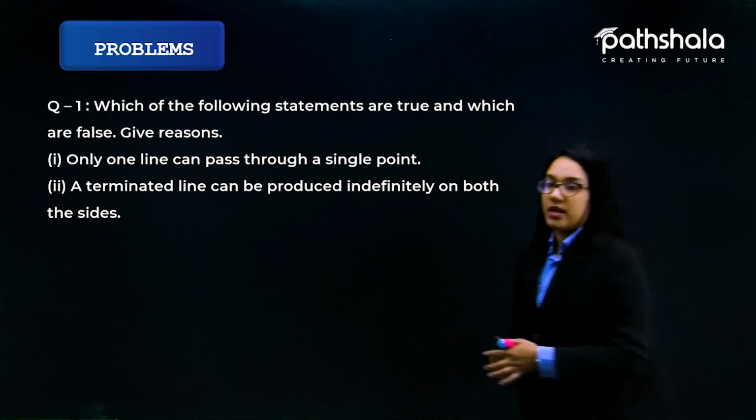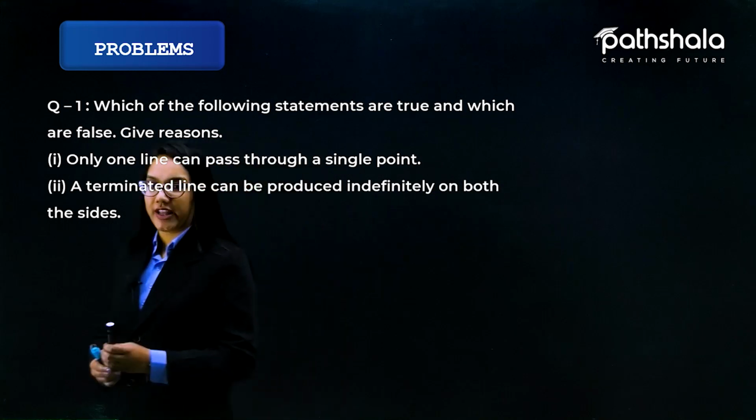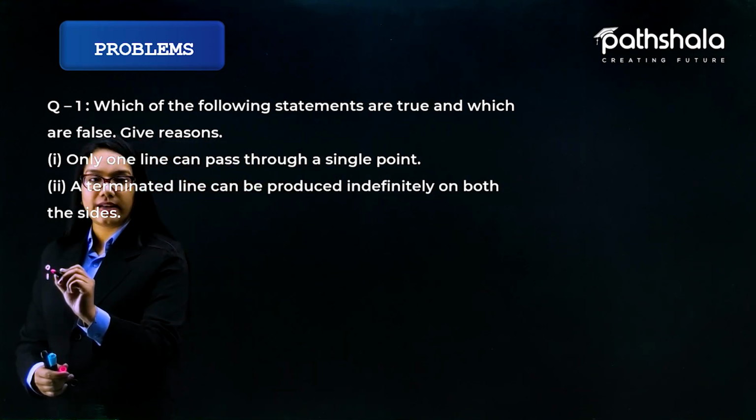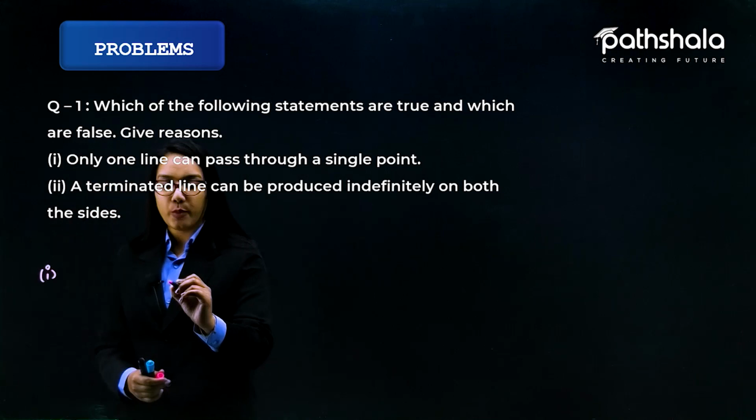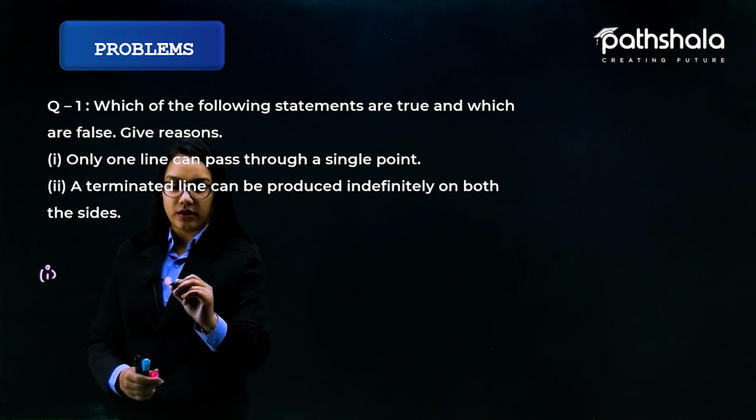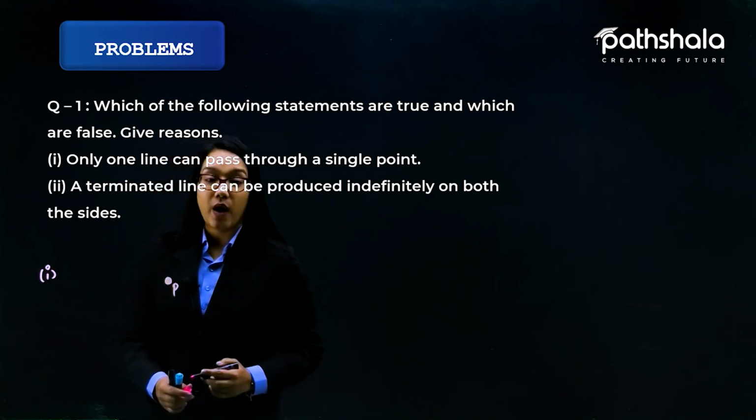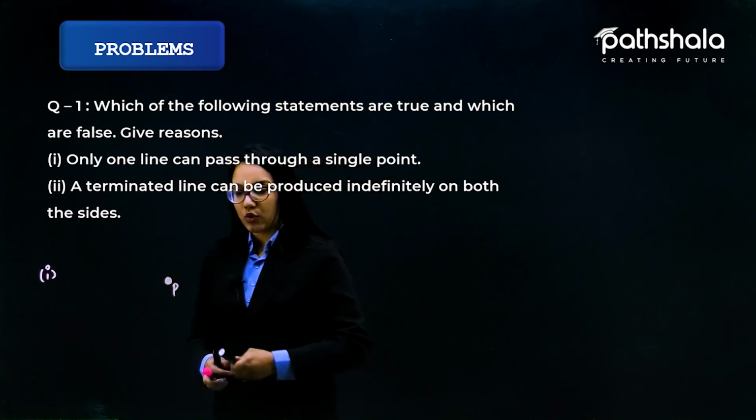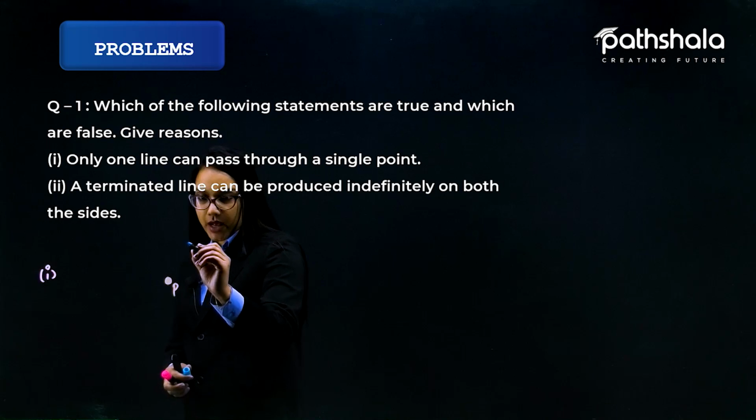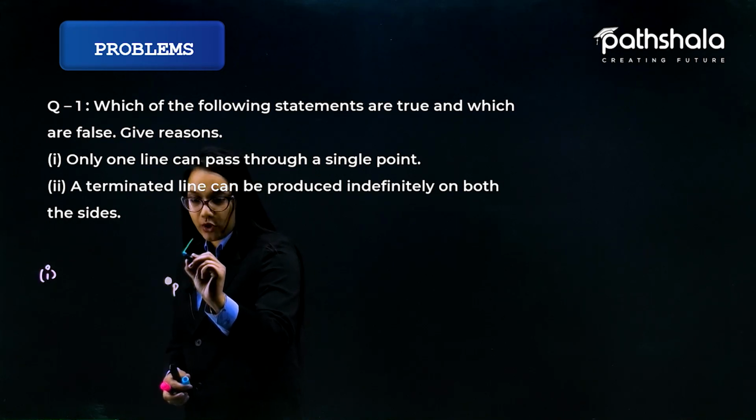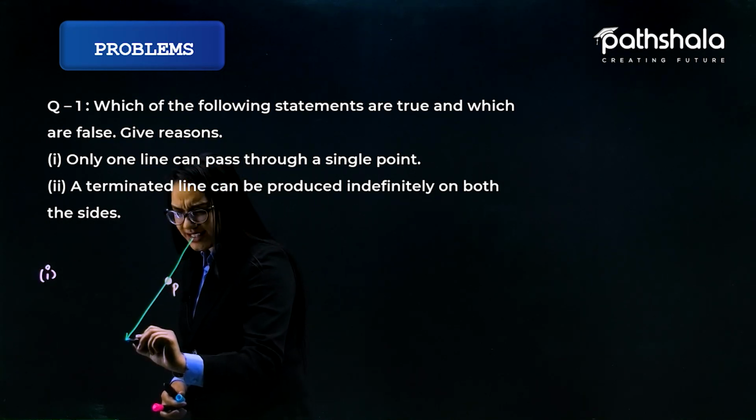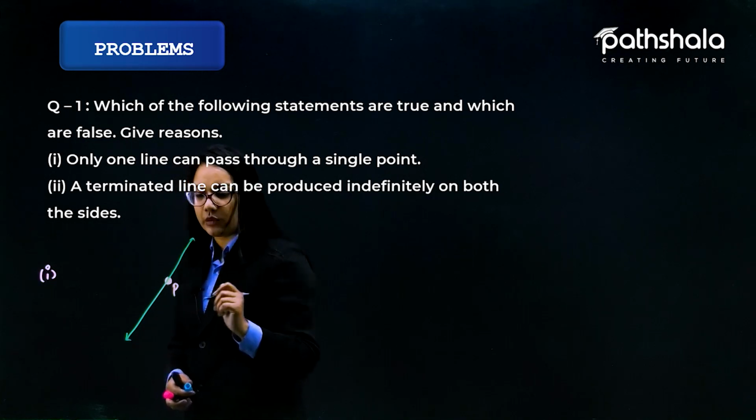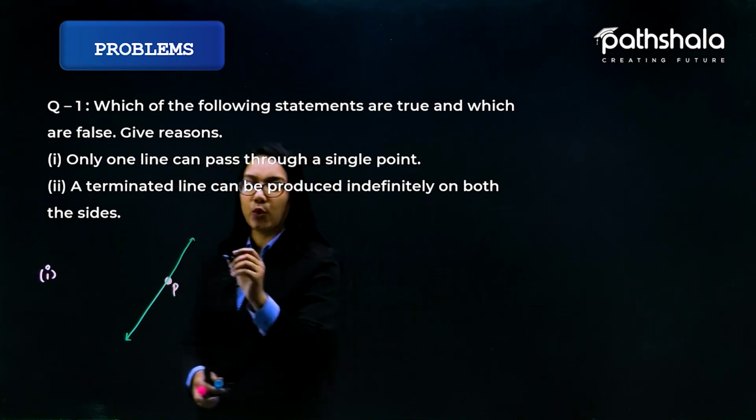Let us suppose we are talking about the very first statement, which says only one line can pass through a single point. Let us suppose I am taking this particular point and calling it P. As per the statement, only one line can pass through a single point. If I draw a line through this point, is this the only line that can pass through it? Obviously the answer is no.